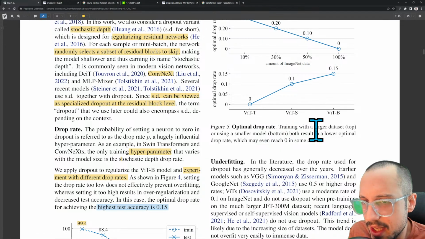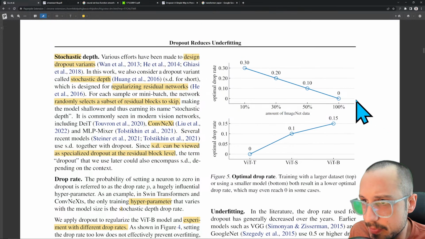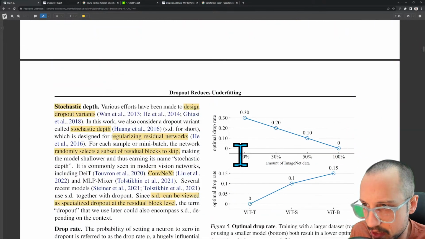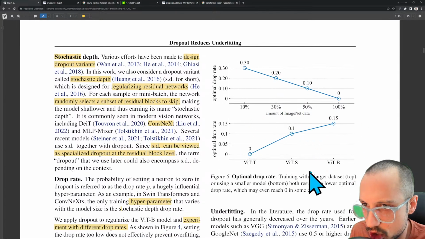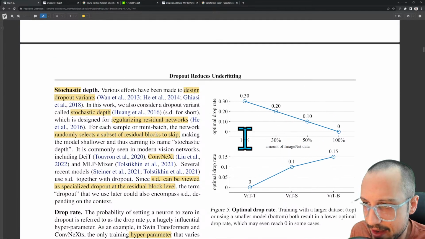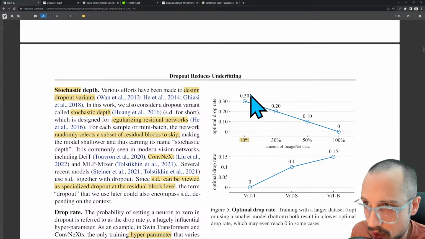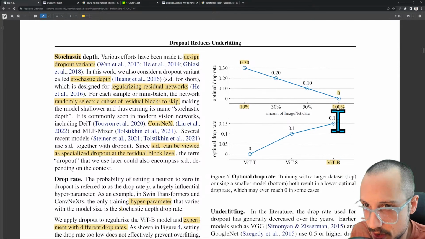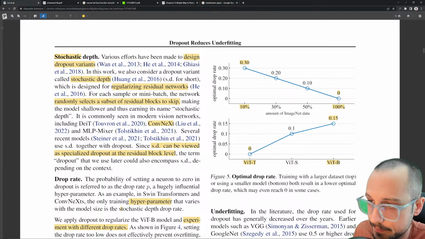Optimal drop rate, training with a larger data set or a smaller model. So this is similar to the figure that we saw here, where they're changing the amount of data. This is showing you when you change the amount of data, where does the optimal drop rate sit? And then here, if you change the size of the model, where does the optimal drop rate sit? When you have a small amount of data, you want to use a larger drop rate. When you have a large amount of data, you want to use a smaller drop rate. When you have a big model, you want to use a larger drop rate. And when you have a small model, you want to use a smaller drop rate.